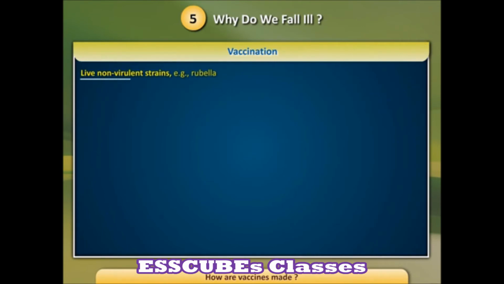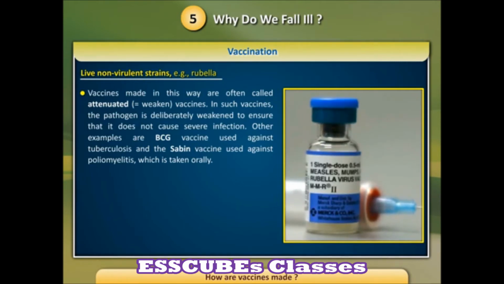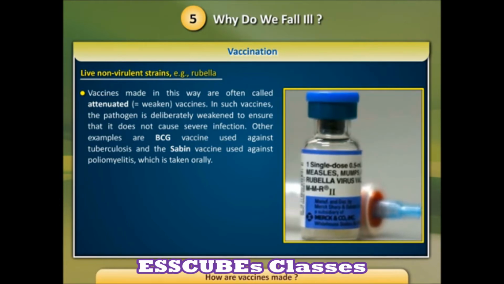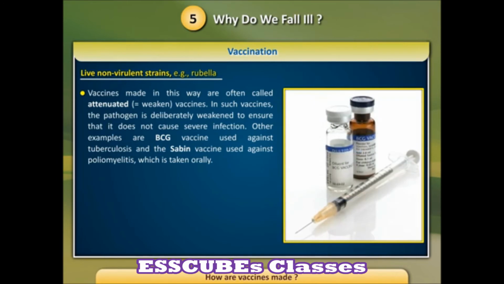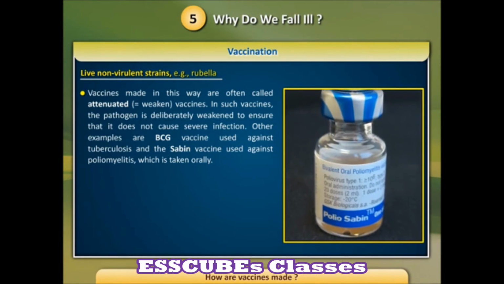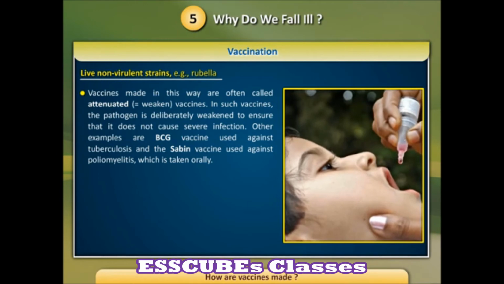Live non-virulent strains, for example, rubella. Vaccines made in this way are often called attenuated, weakened vaccines. In such vaccines, the pathogen is deliberately weakened to ensure that it does not cause severe infection. Other examples are the BCG vaccine used against tuberculosis and the Sabin vaccine used against poliomyelitis, which is taken orally.